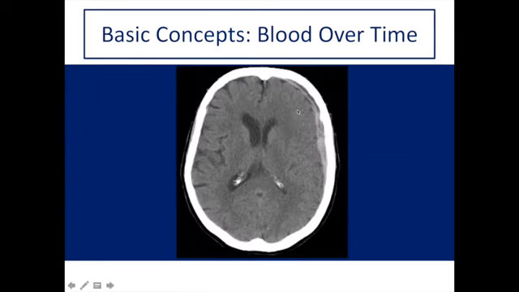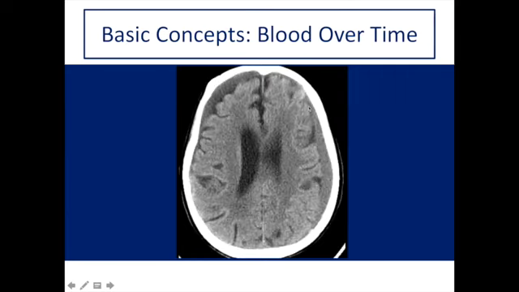This here is an acute subdural. Notice the blood is brighter than the parenchyma. In this image, this is a subacute subdural. Notice that the density is lower, but it's not quite CSF density. Eventually, a chronic subdural will approach CSF density, like this one over here.